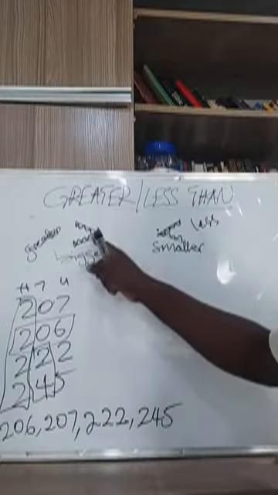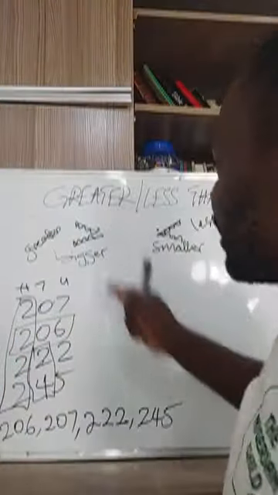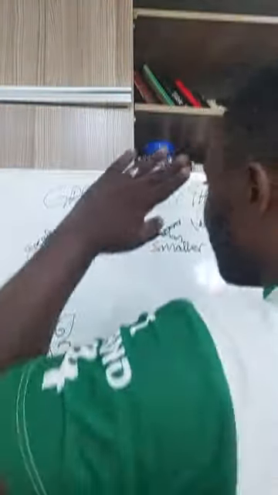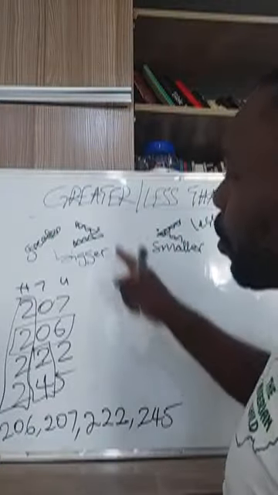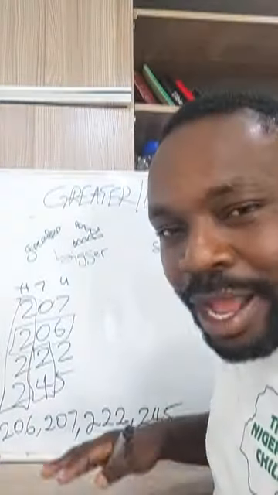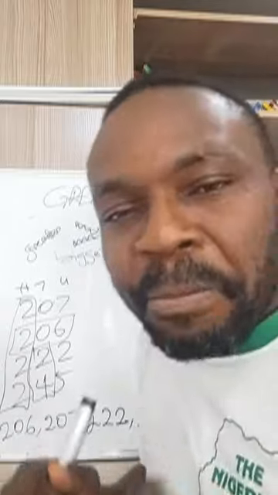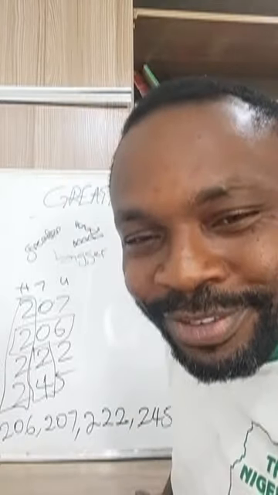Remember, greater than is your right hand salute. That's the hand you write with. Less than is the left hand salute. Okay? Now that's it. Or remember the crocodile. The crocodile goes for the bigger number.